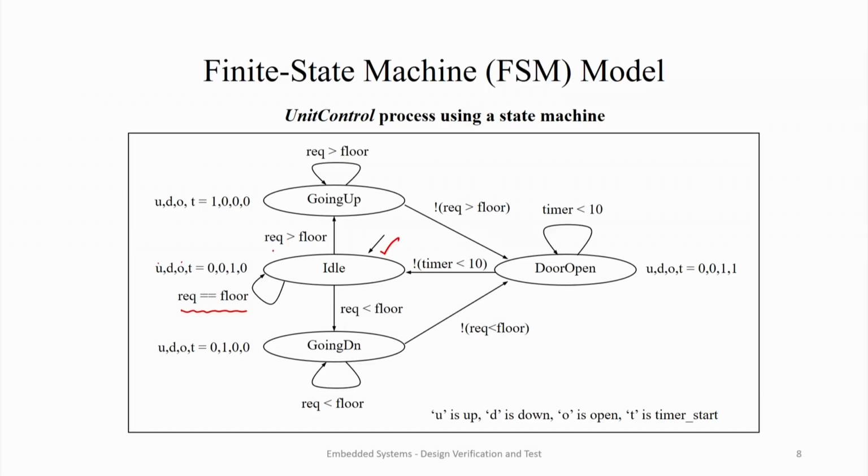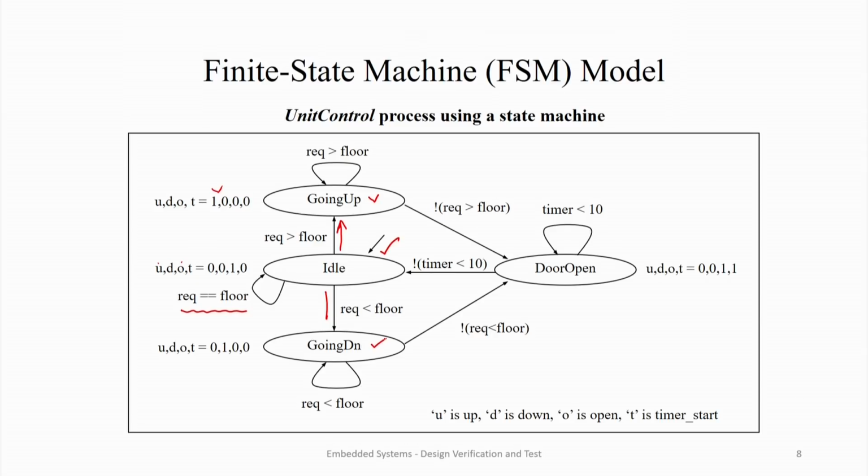And then if the requested floor is greater than the current floor, you move to the going up state, and you stay in the going up state until the requested floor is no longer greater than the current floor. In this state your up variable is 1, down variable is 0, open door variable is 0. So, while going up or going down, the door of the elevator should remain closed.